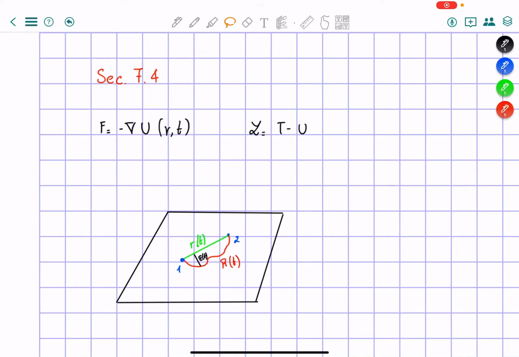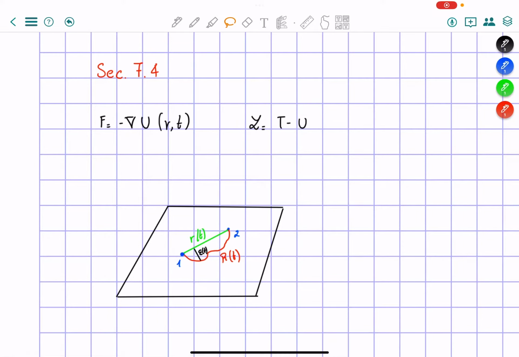In section 7.4, we are finally using the Lagrangian in an example with a stationary function. So now, how do we set it up? Well, first of all, I want to show you the example. I want to go through all the problems.